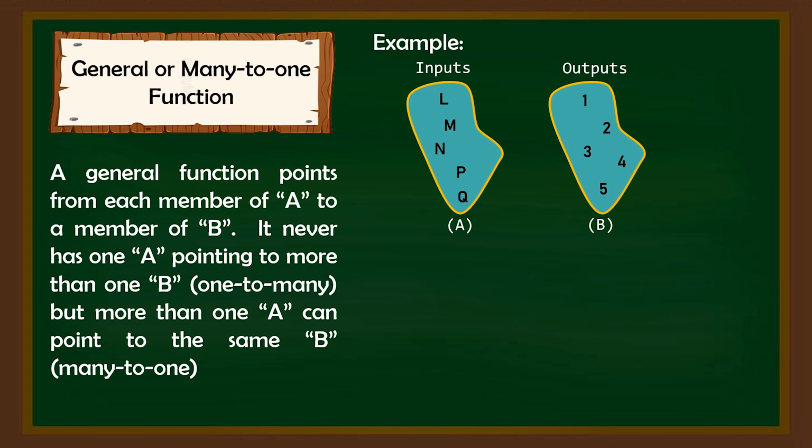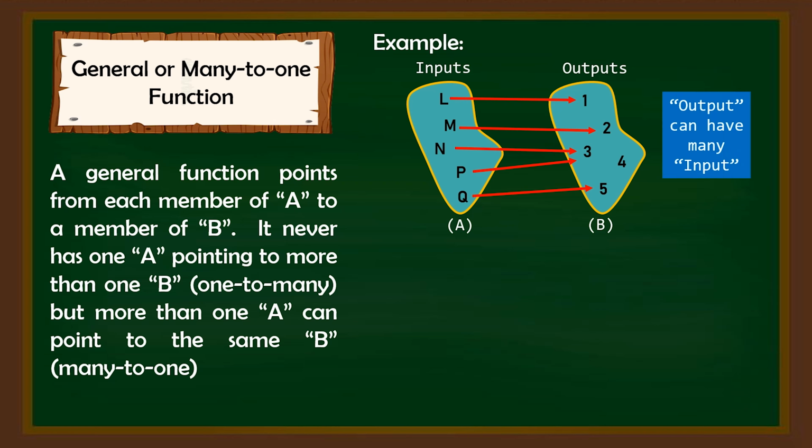Consider L, M, N, P, and Q as elements of the input, and 1, 2, 3, 4, and 5 as elements of the output, where L is associated to 1, M to 2, N to 3, P to 3, and Q to 5. In this case, this is what we call the general or many-to-one function. Two different inputs, N and P, lead to the same output, 3. It is obviously a function because there is no single element in the input that is being repeated. Remember, output can have many input.